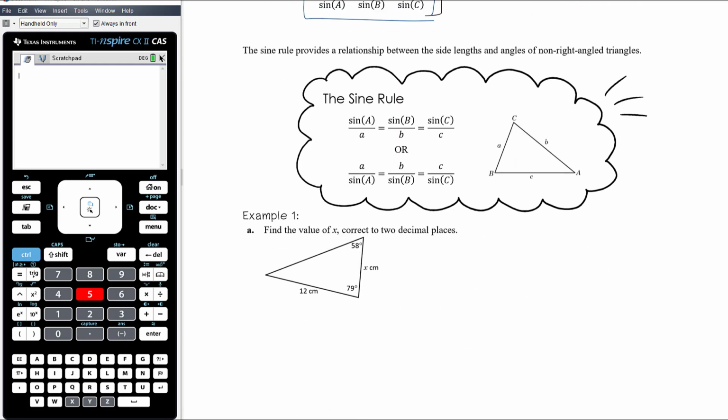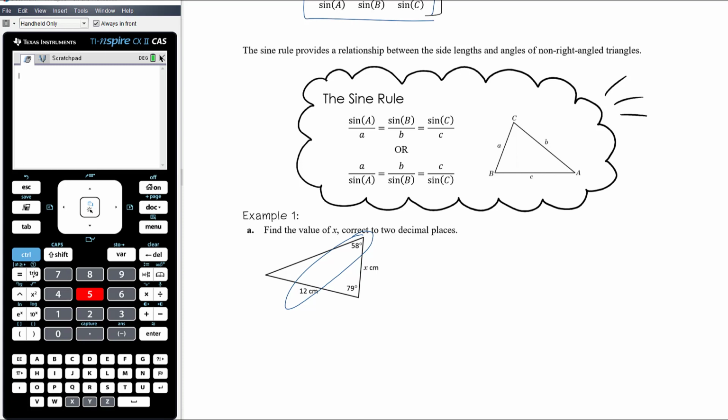So find the value of x correct to two decimal places. So the key thing with the sine rule is that we need to be able to use opposite angles and side lengths. Okay, so in order to use the sine rule, you're going to need to know at least one pairing in your triangle where you know the angle and its opposite side length. Otherwise, the sine rule will be useless to you.